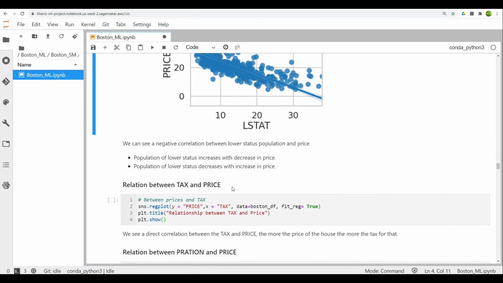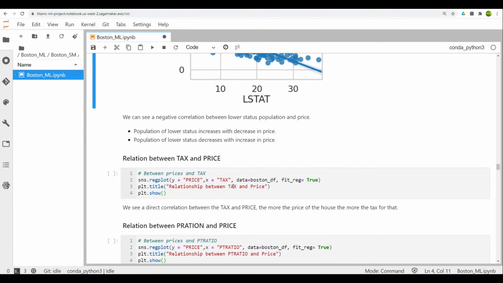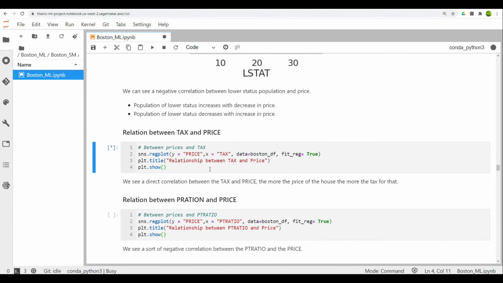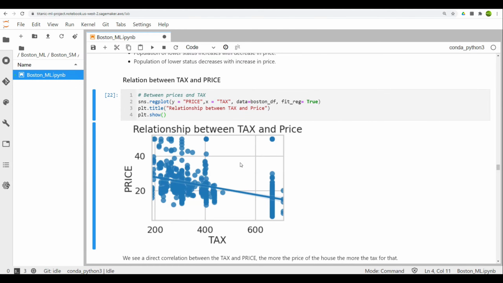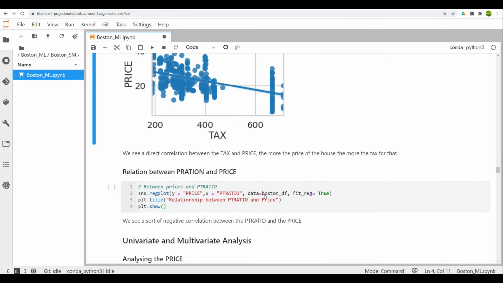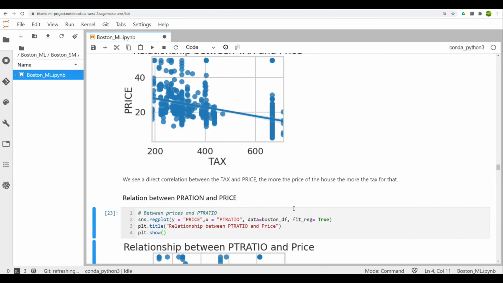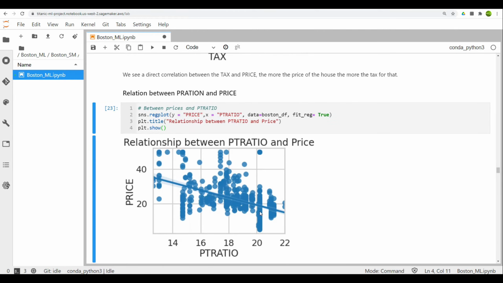Also, let me quickly go through the other 2 features correlation. Here we have the tax and price relationship. We see a direct correlation between the tax and price. So the more the price of the house, the more the tax for that. Finally, we have the PT ratio and the price relationship. And here we can see that we have a negative correlation between them as well.